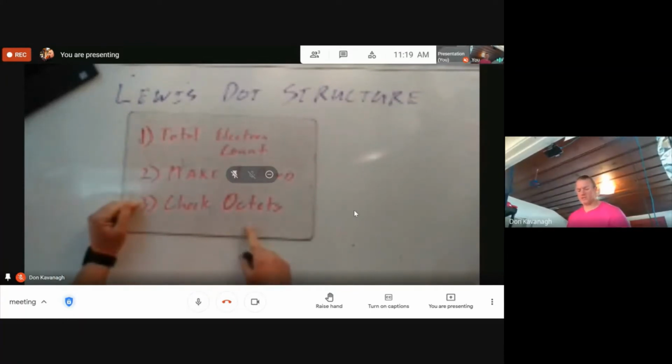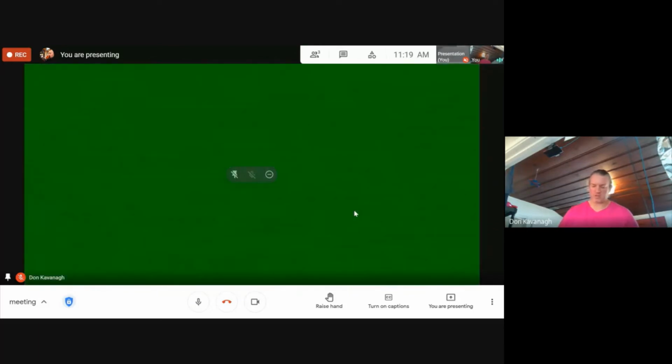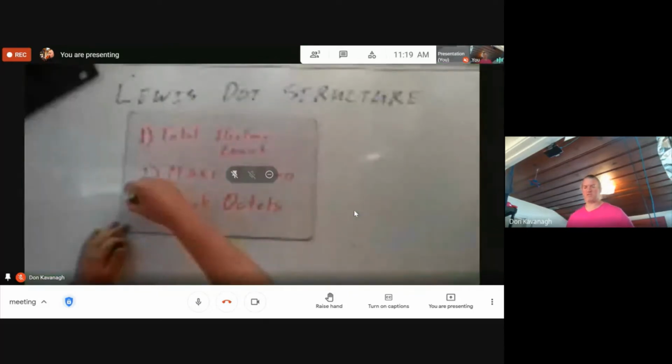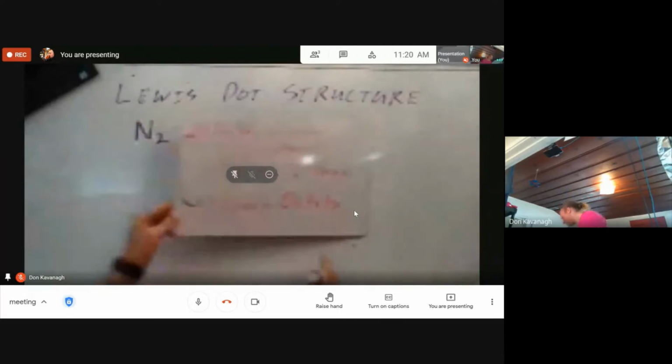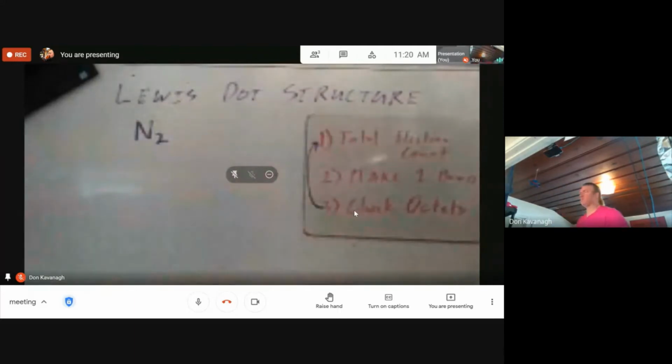Now, when steps 1 and 3 are fulfilled, then you have a good Lewis dot structure. And you cycle through these 3 steps slowly, one at a time, until steps 1 and 3 are checked out. Let's draw the Lewis dot structure for N2.